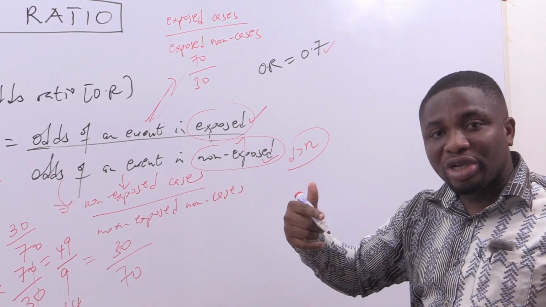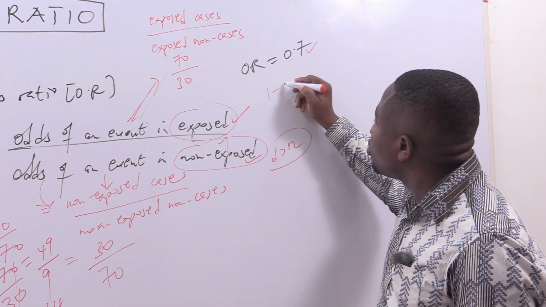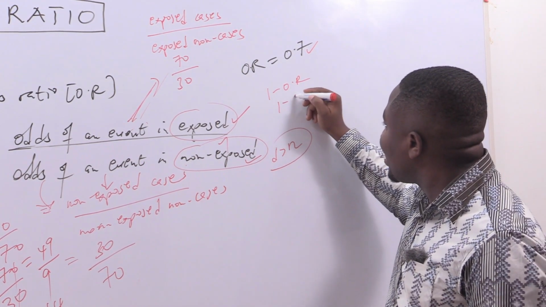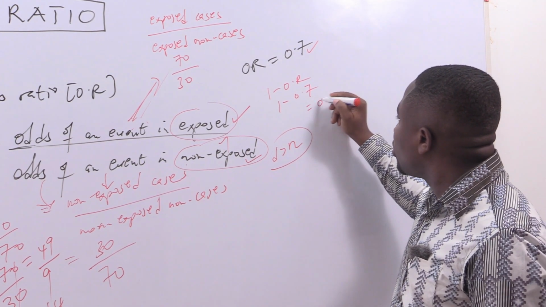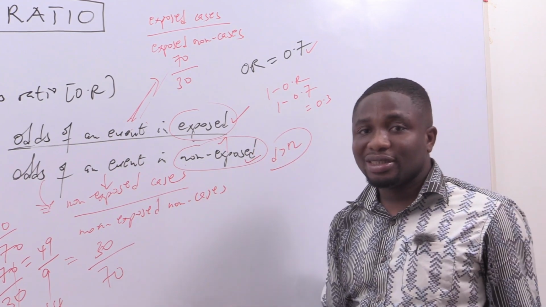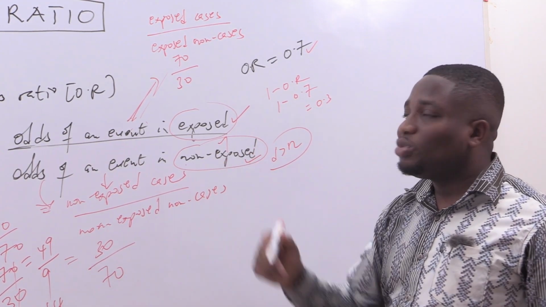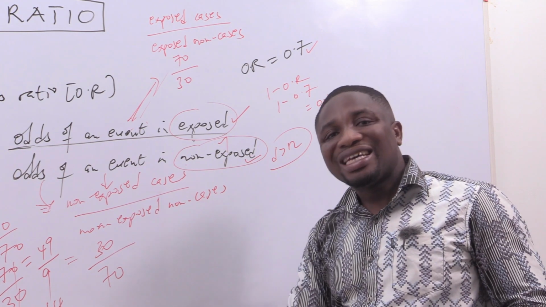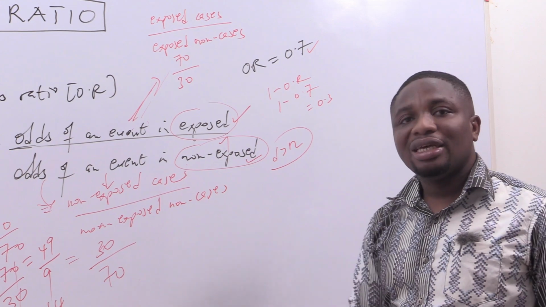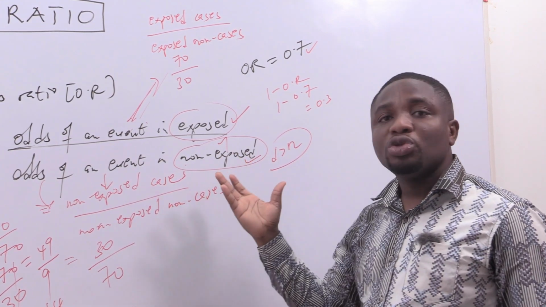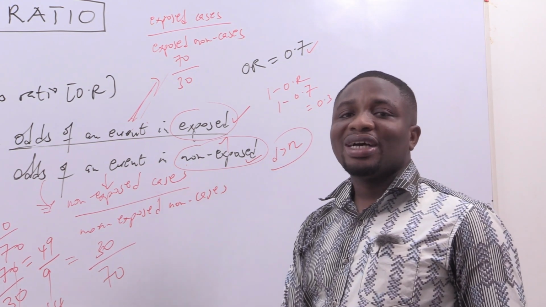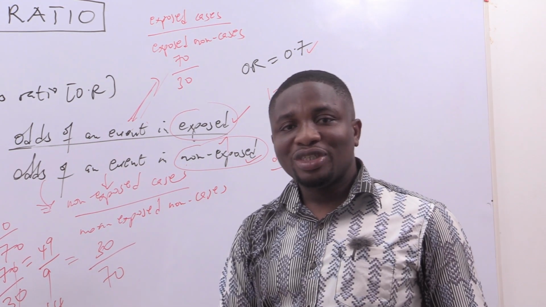To calculate the protection risk, we would subtract the odds ratio from 1. So that will give us 1 minus 0.7, which will give us 0.3. And what is 0.3? 0.3 is the same as 30%. So we can say that that risk has a protective factor of what? 30%. It protects the exposed by 30%.